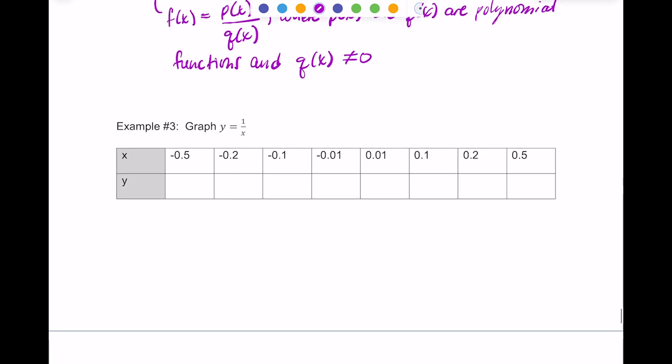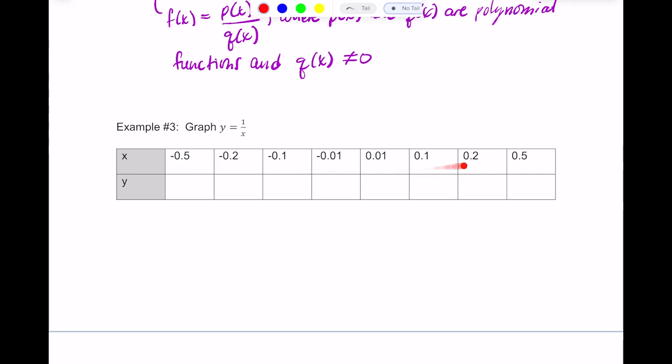Let's graph the most basic rational function, which is a parent function. It's y equals 1 over x. And all I'm going to do is plug in these values for x. So what I would do is go to your calculator. You're going to type this into y equals, and then go to the table and look for these values. Now you might have to change the table.